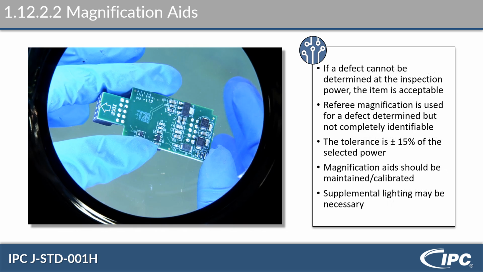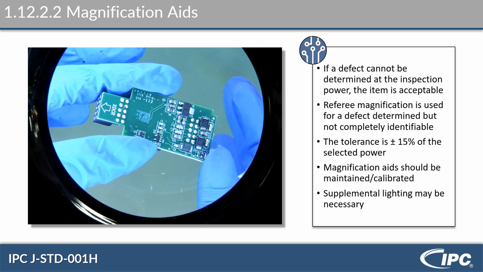Now this is something I want you all to know, because you may have to get into a fight with an inspector one day, like I used to, over rules like this. If a defect cannot be determined at the inspection power, the item is acceptable. So if you're looking at it and you've got it up to the max, 4x or whatever, and you can't tell if something is a defect or not, it's not.